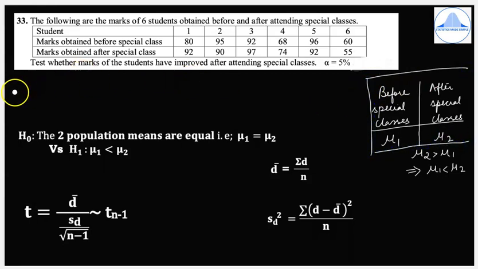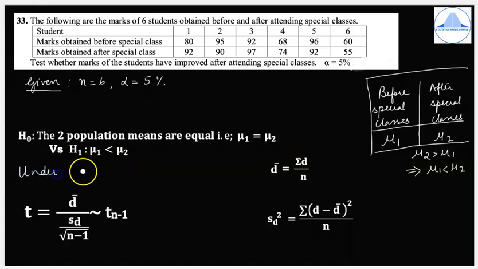So now let me start with the problem. I will write given n is equal to 6. And they have also mentioned that alpha is equal to 5%. Next, you write H0. The two population means are equal, that is mu1 is equal to mu2. And the alternative hypothesis will be versus H1, mu1 is less than mu2.